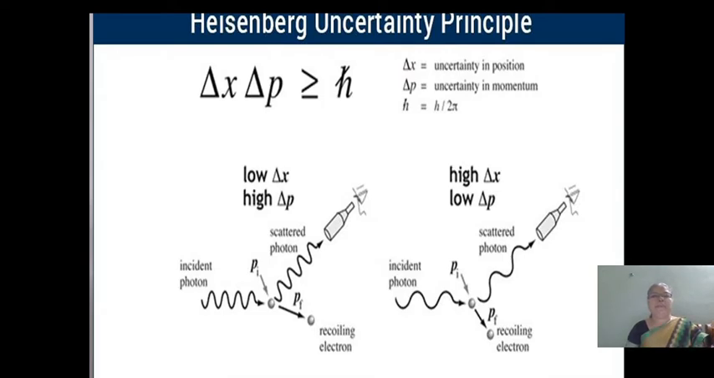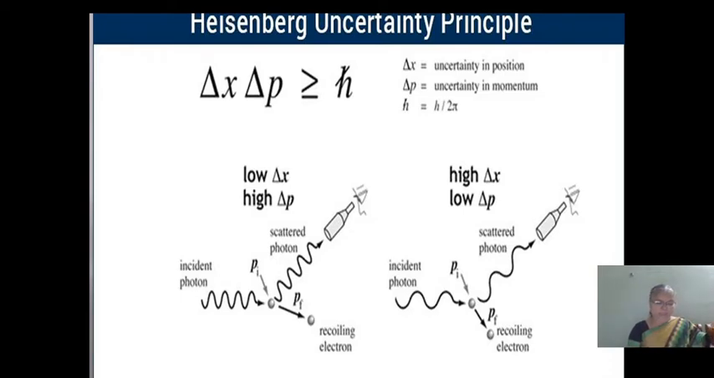So, mathematically, Heisenberg's principle is stated as: delta x into delta p is greater than or equal to h cross, where delta x is the uncertainty in the determination of position, delta p is the uncertainty in the determination of momentum, and h cross is equal to h by 2 pi, where h is Planck's constant.